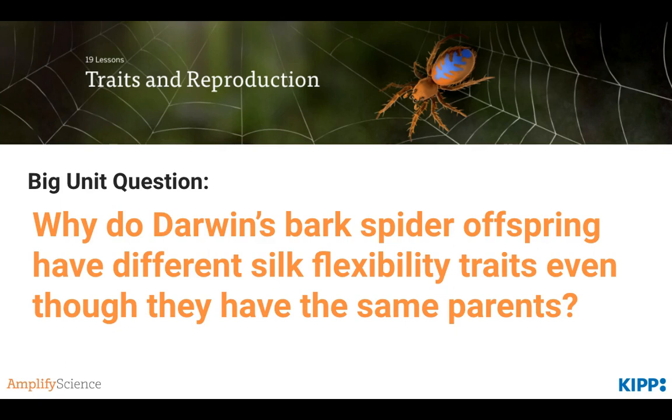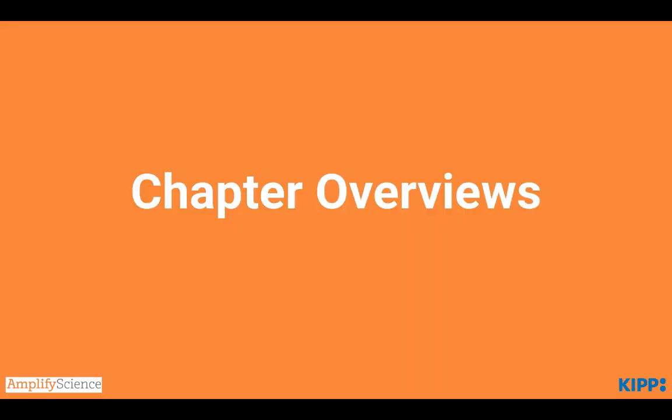Throughout this unit, kids are going to be trying to answer this big unit question: Why do Darwin's bark spider offspring have different silk flexibility traits, even though they have the same parents? Let's find out why. Diving into our chapters.